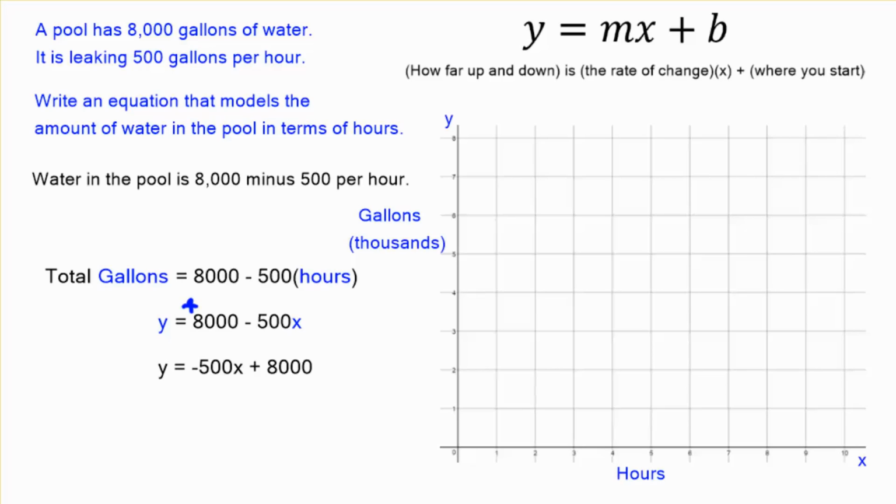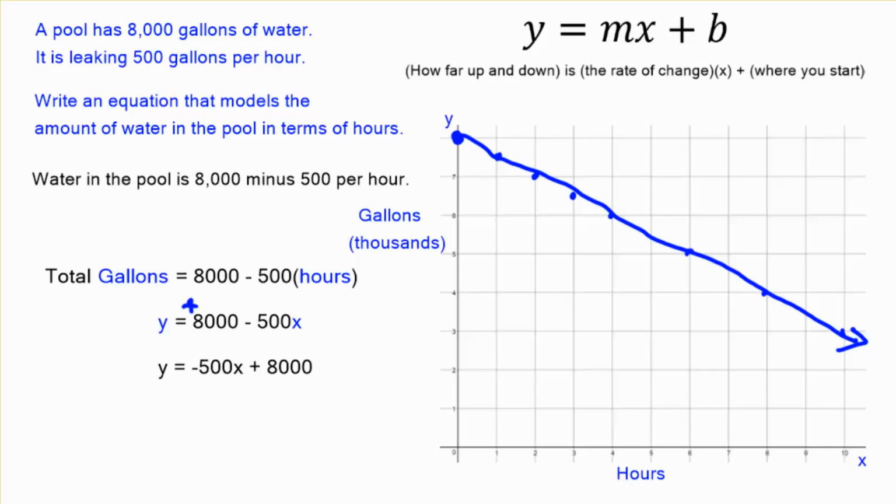So when we go to graph that, we're going to start at 8,000 and we're going to go down 500 for every hour. Down 500 over 1 hour, and again, continuing the pattern. It's the same as going down 1,000 every 2 hours. It's a nice straight line. Just continue on the line in that same pattern. Constant rate of change. There's our graph.